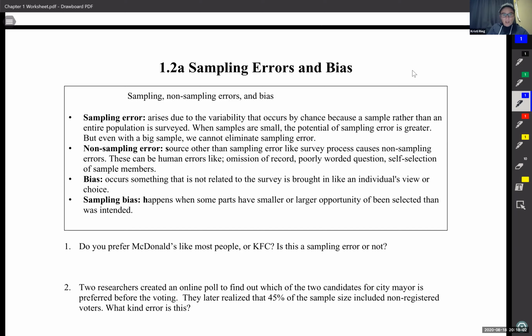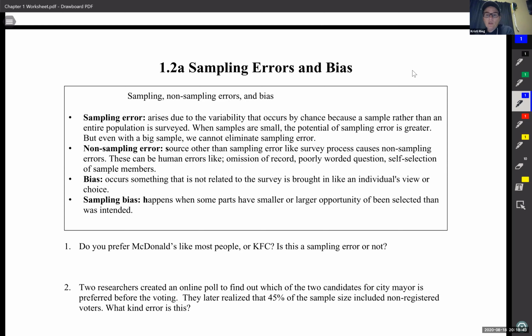Okay, so first question. Do you prefer McDonald's like most people or KFC? Is it a sampling error or not? What we're doing here is looking at the kind of question that is listed here. This is a non-sampling error, because sampling error just happens, there's going to be error. Nothing's perfect. Non-sampling error is things that you could actually have avoided.